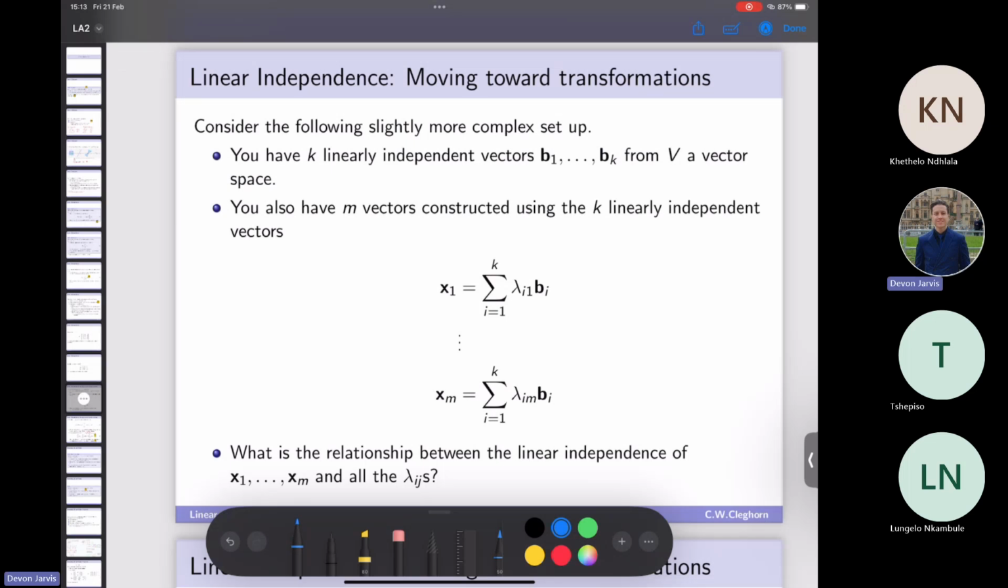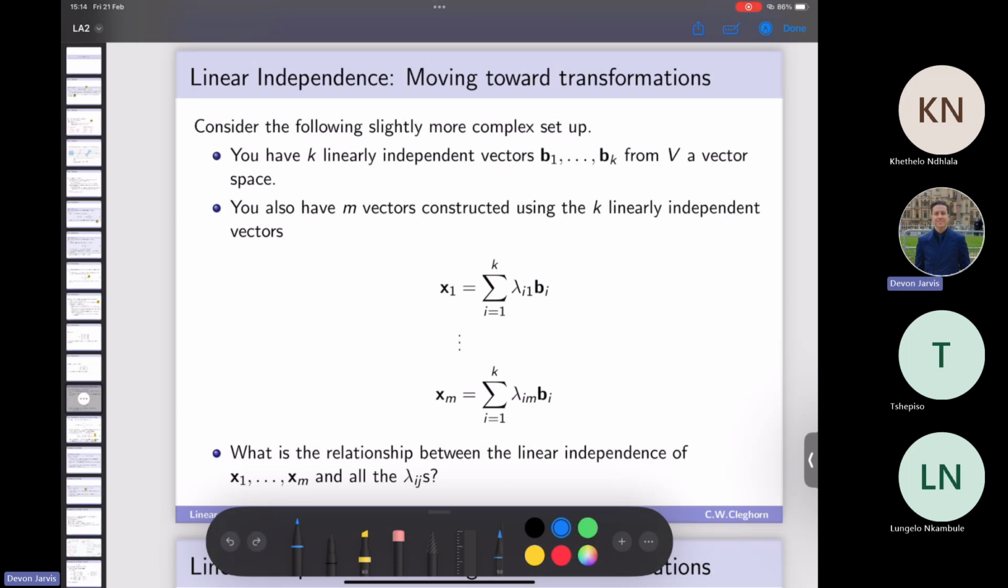So moving towards ideas around transformation and bases, we can just look at this one example. Consider the following slightly more complex setup. Let's have k linearly independent vectors b1 through bk from a vector space. And we're going to construct m other vectors from this set of b vectors, okay? So we have m x values and k b vectors, okay? And what you might ask is, what is the relationship between the linear independence of the x's and all of the lambdas?